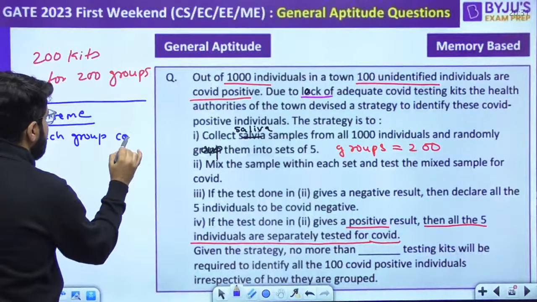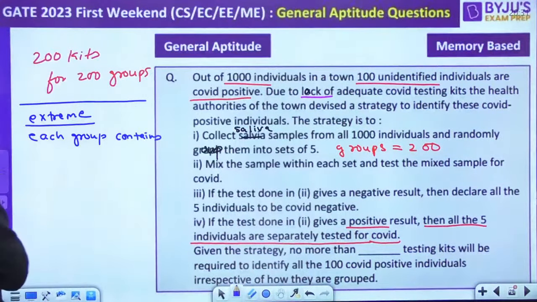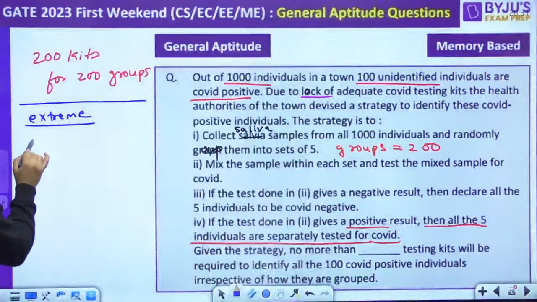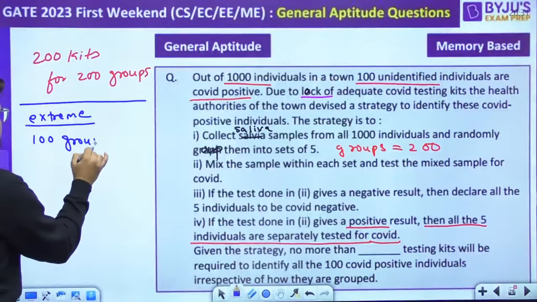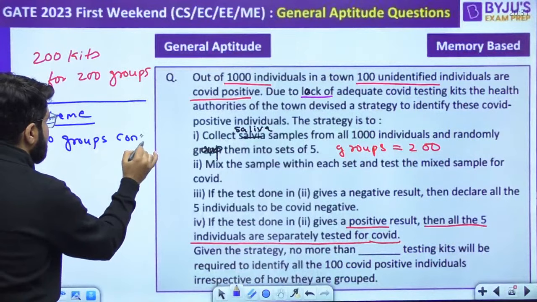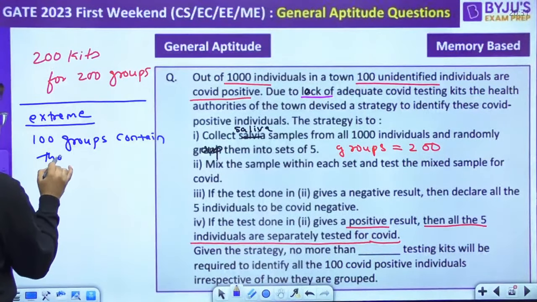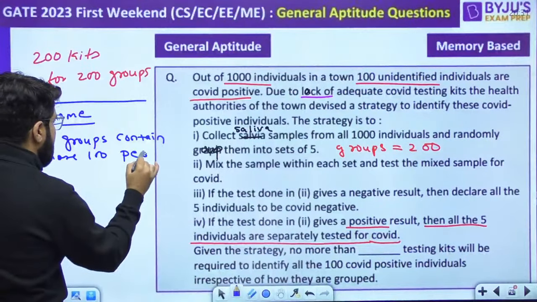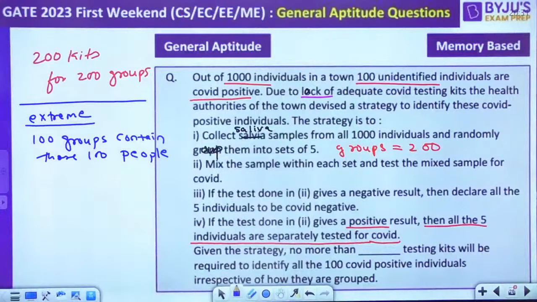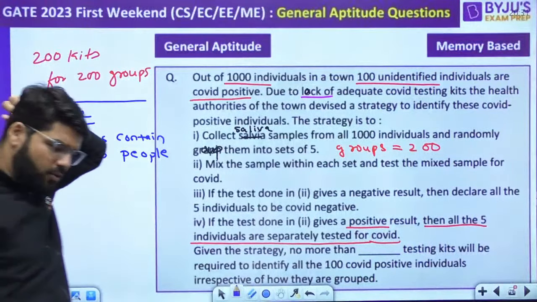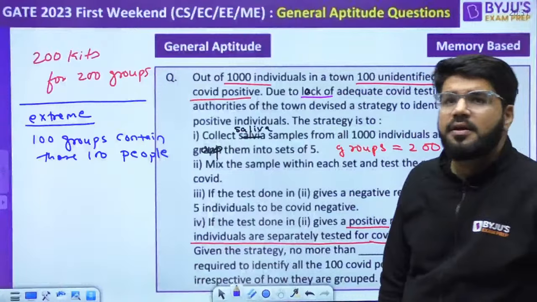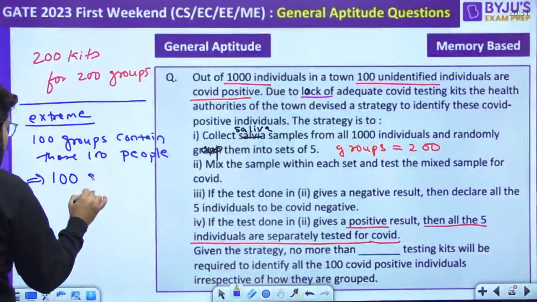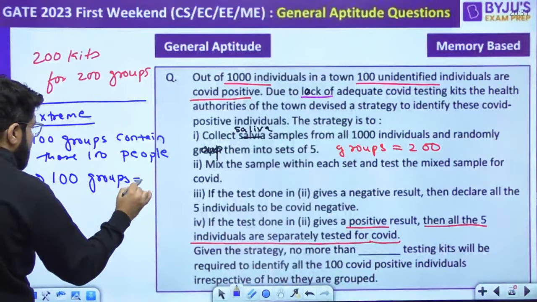Extreme case क्या होगा? Each group contains, sorry, not each, 100 groups contain those 100 unidentified people, those 100 COVID infected people. ठीक है? Those 100 COVID infected people, right? So now, whenever I test the group, I am going to get that 100 groups turned up to be positive.